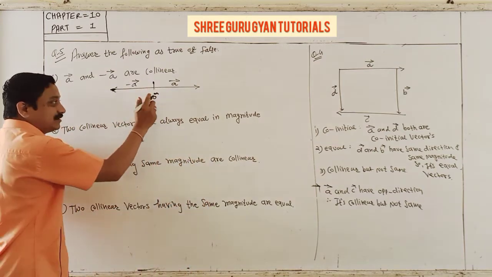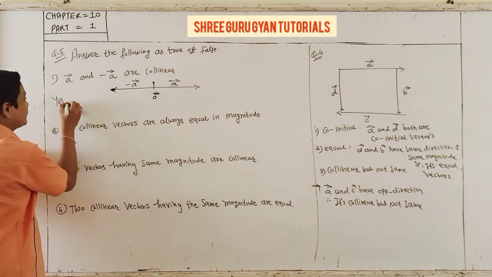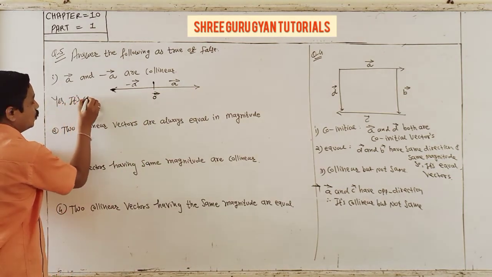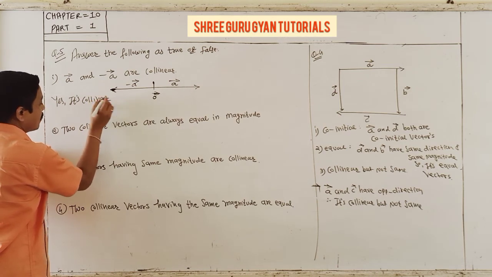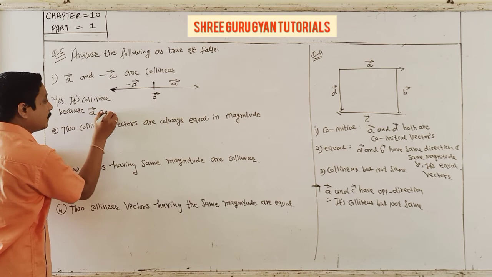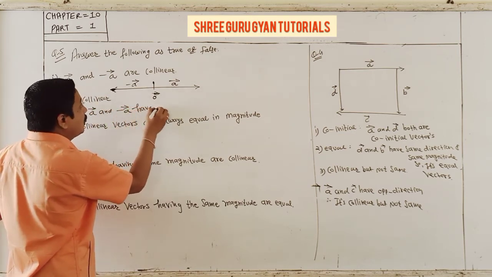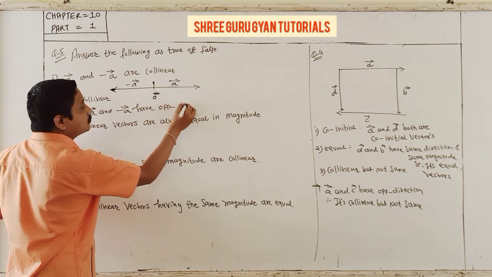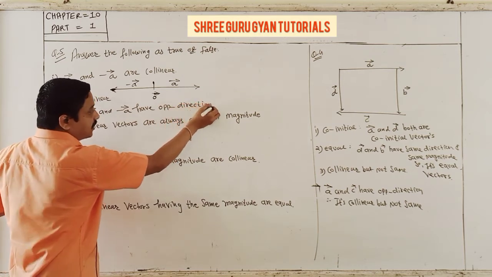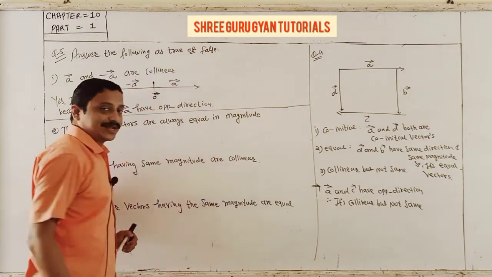And same initial, students, here same initial. So here write down, yes, it is collinear because A and minus A have opposite direction. Yes, students, you can write down the direction first and then after you will simplify your answers.